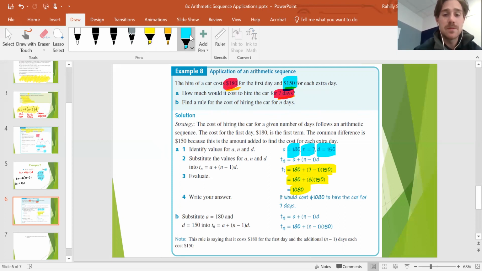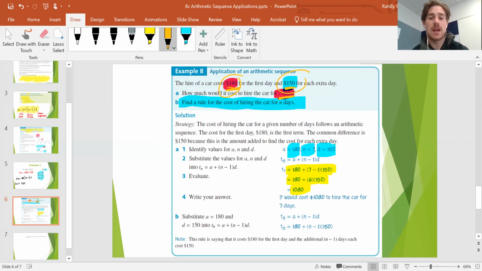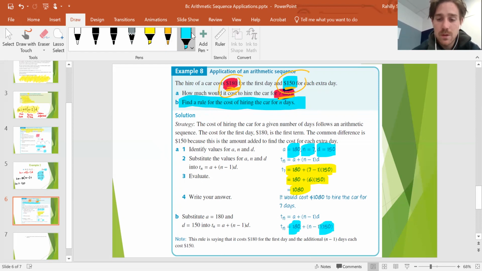Now with question B, it's find a rule for the cost of hiring a car for an unknown number of days. So that basically is our A stays the same and our common difference stays the same. We just have an unknown for N. So the N stays exactly how it is. So yeah, our 180 is still there, 150 is still there, our N is still unknown. So that is the rule for finding on an unknown number of days.